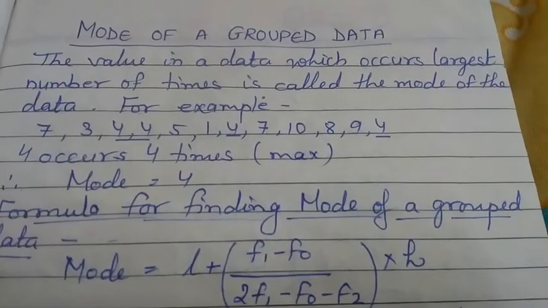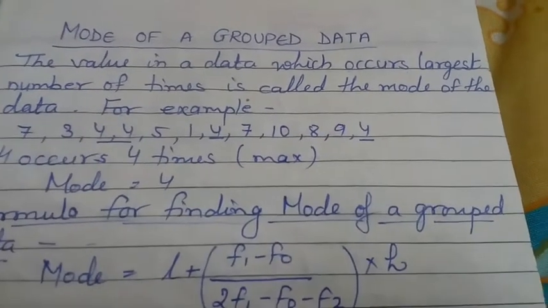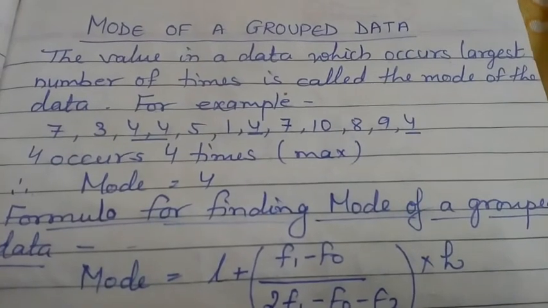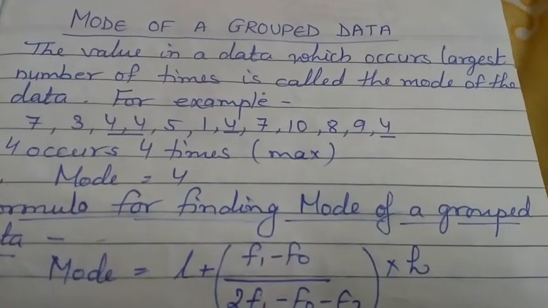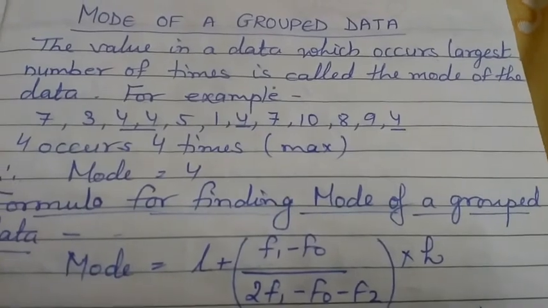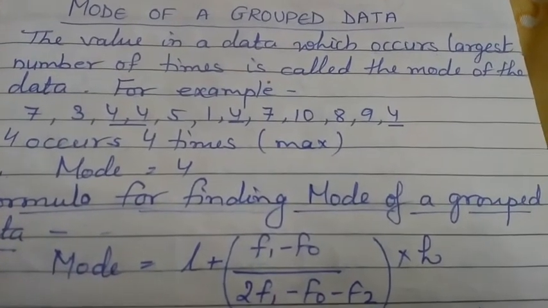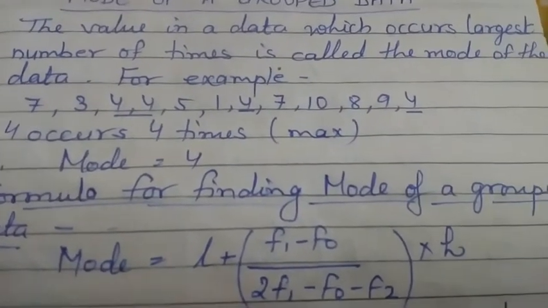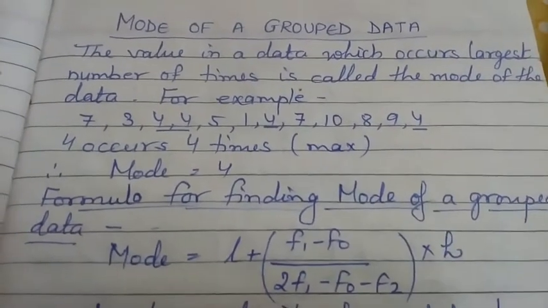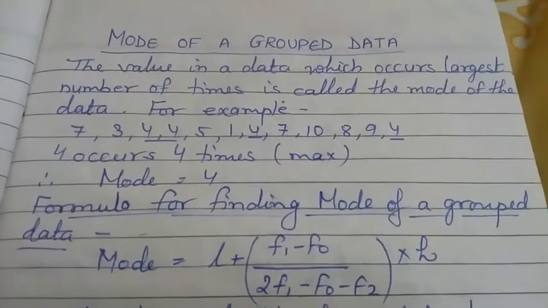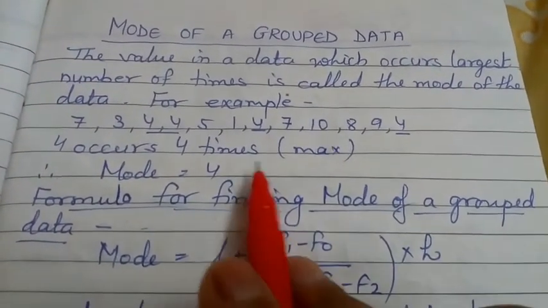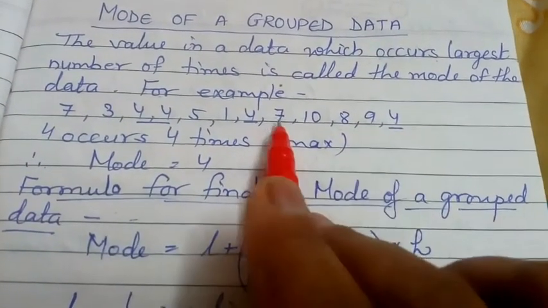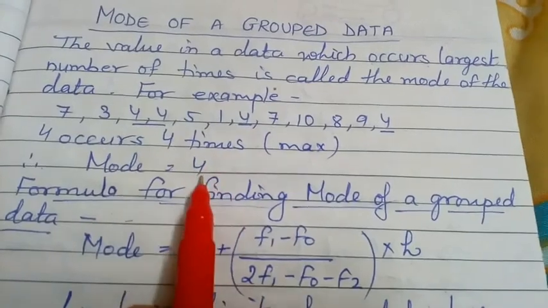Mode of the grouped data. How to find the mode of grouped data? You studied in class 9 that the value of data which occurs the largest number of times is called the mode of the data. For example, you are given some numbers: 7, 4, 3, 3... See in this example, the 4 comes the maximum times. 4 comes 4 times. Here the mode is 4.